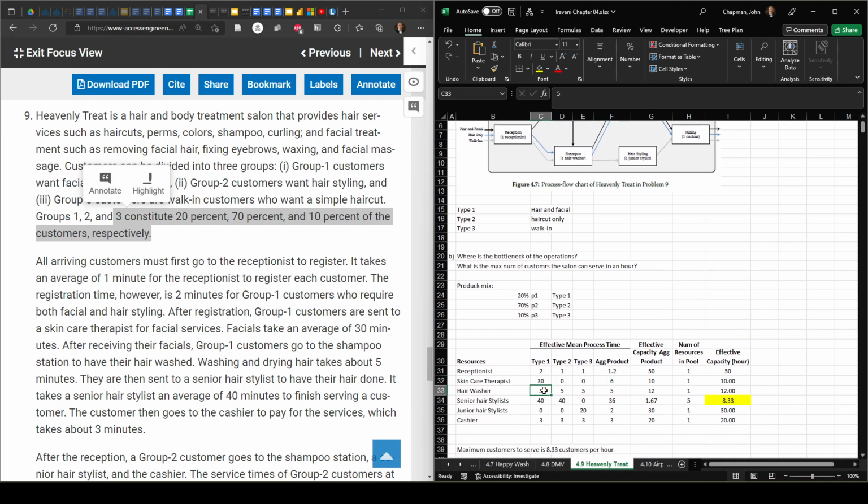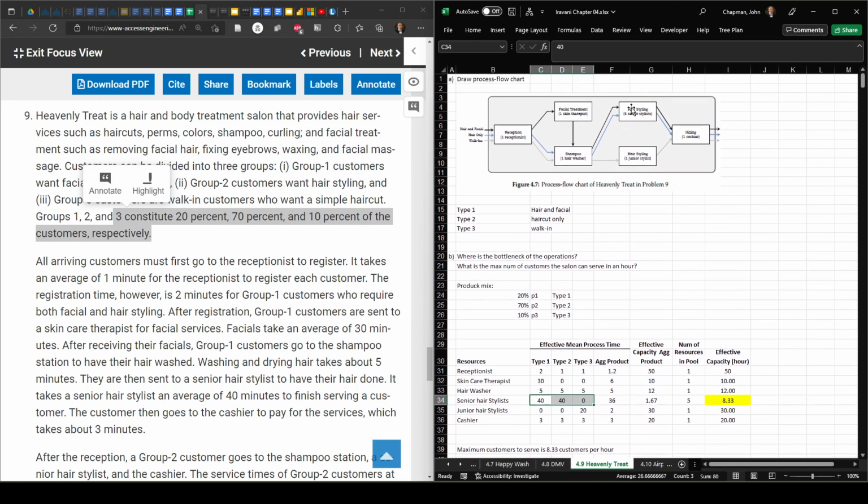For the hair washer, it takes 5 minutes for each customer, so that aggregate is going to be 5. The senior hairstylist only sees customer groups 1 and 2, because customer group 3 goes to the junior hairstylist. So there's a 0 here for type 3 for the senior hairstylist, and there are zeros here for the junior hairstylist, but 20 for type 3. Also, we aggregate these products according to those percentages.